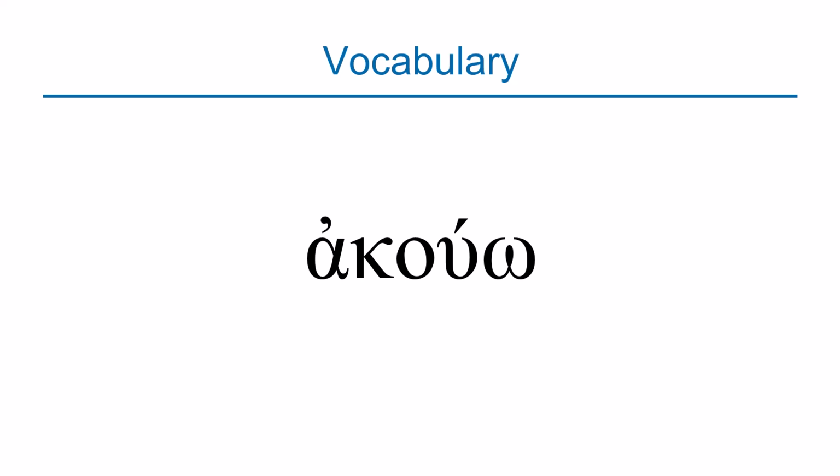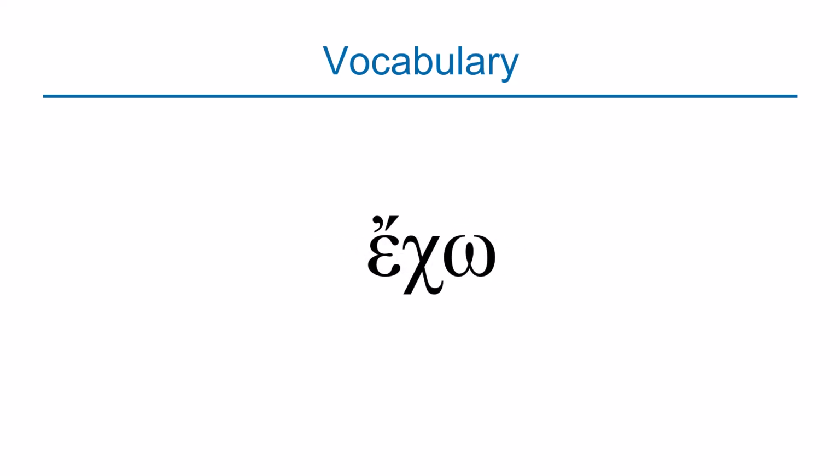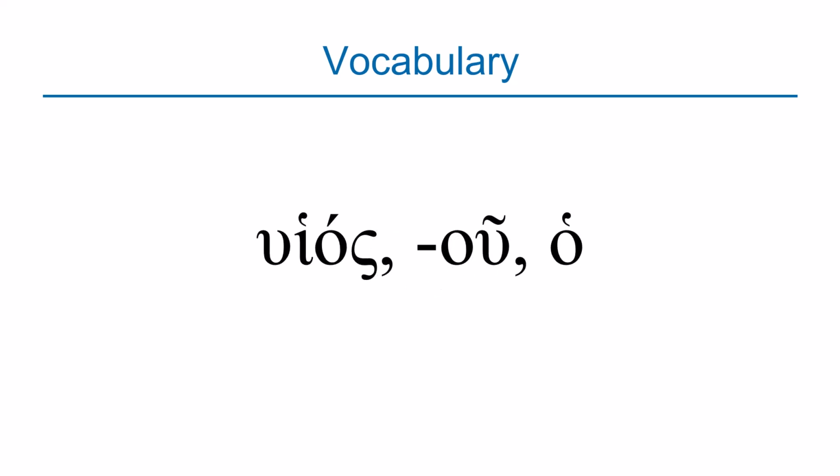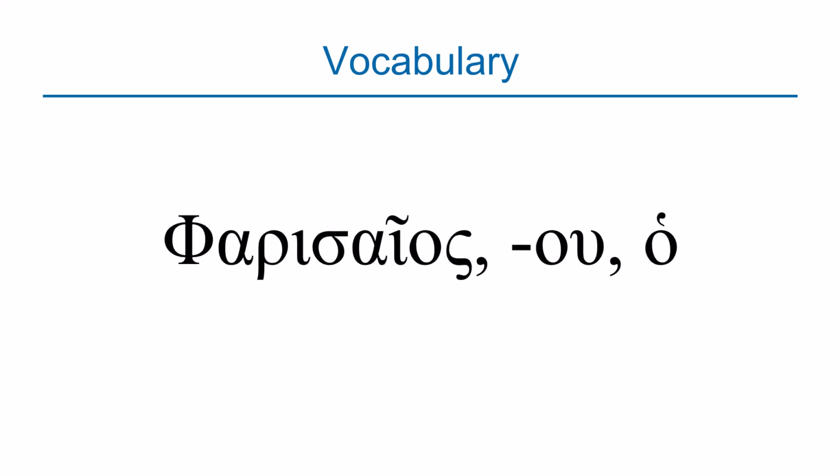You have that diphthong there, so you pronounce it as one sound. Omicron upsilon is pronounced as one sound. So you have akouo, and akouo means I hear. The next word is echo. Echo means I have. The next word is huios, and huios means son. The other word is Pharisaios. Pharisaios means Pharisee. So go through the words, learn how to pronounce them, and learn what they mean in English, because these words will come in the quiz.